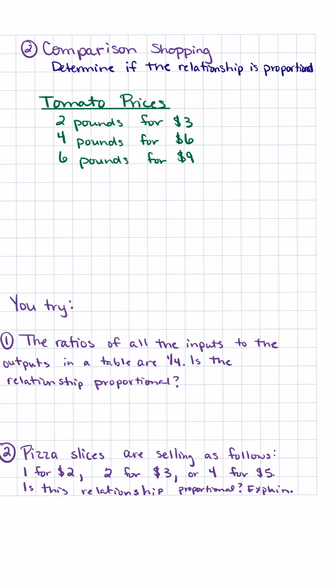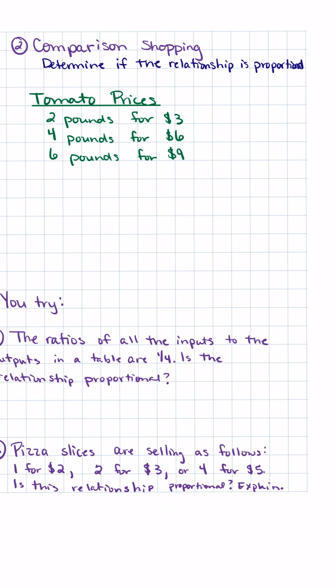Now we're going to look at some comparison shopping. So this is something that you could use on a regular basis if you are going to the grocery store. So determine if the relationship is proportional. So we have 2 pounds for $3. So our relationship is 2 to $3. That's our ratio. We have 4 to 6.